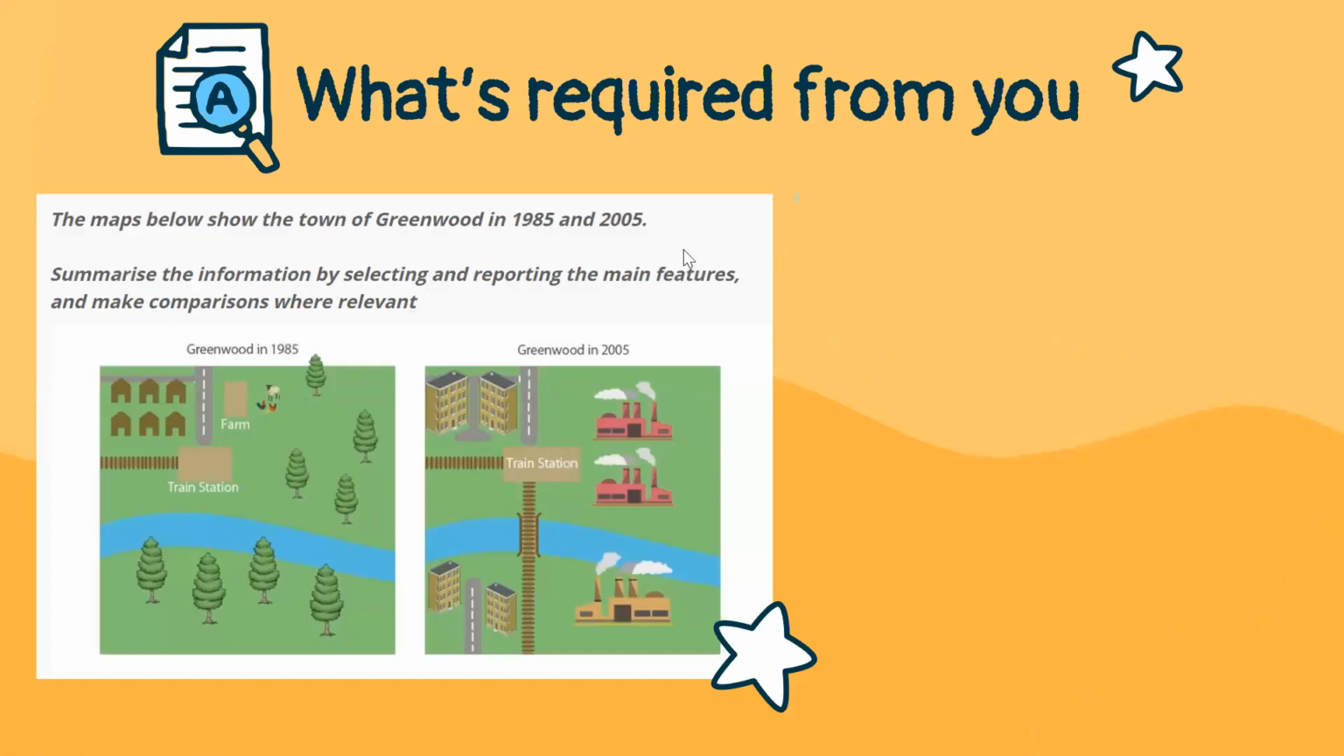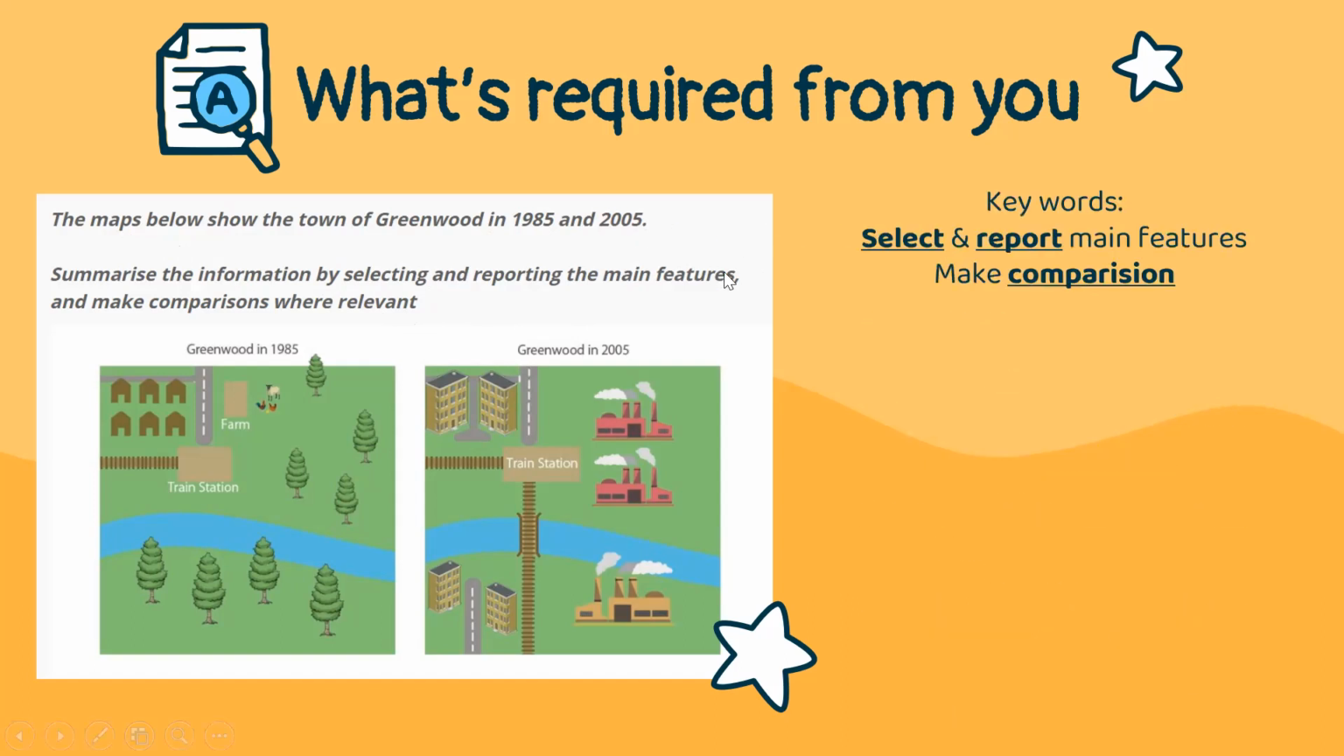Just like other Writing Task 1 questions, you will be asked to write a report. For example, I have a topic here, which means that you must describe the map of the town of Greenwood in 1985 and 2005.